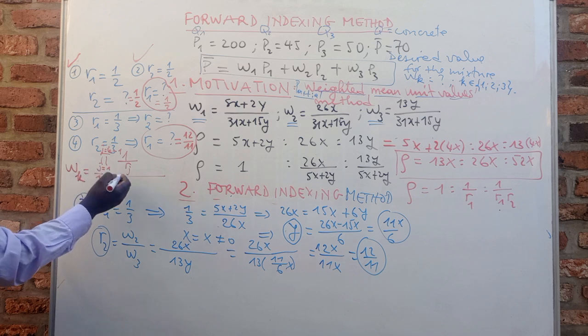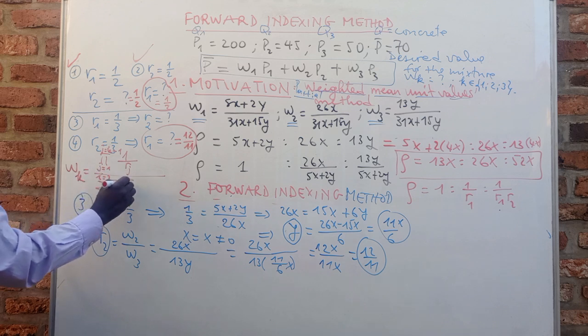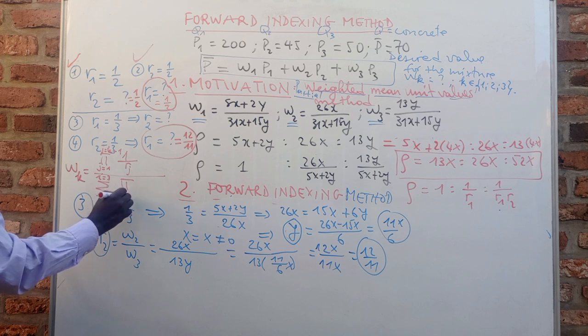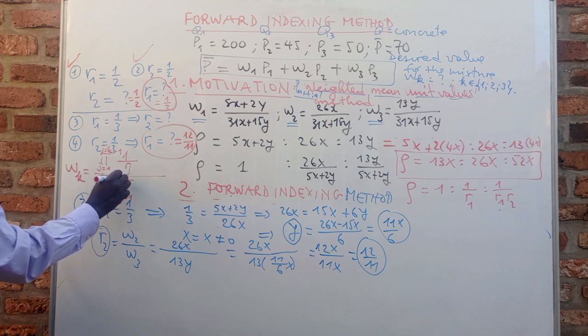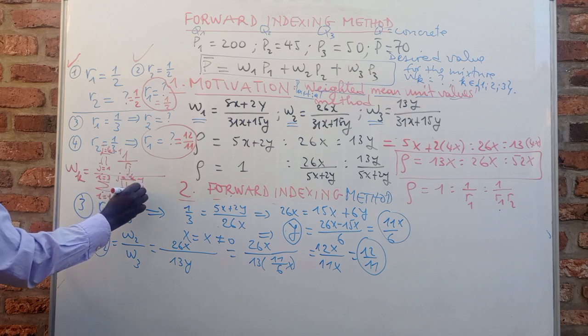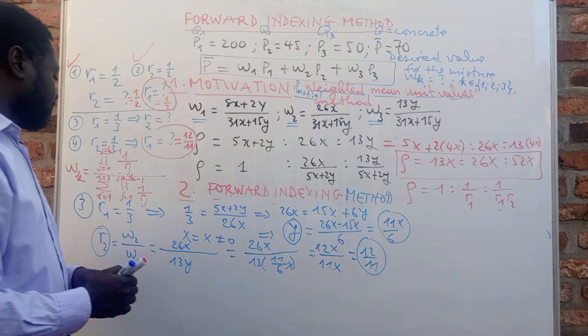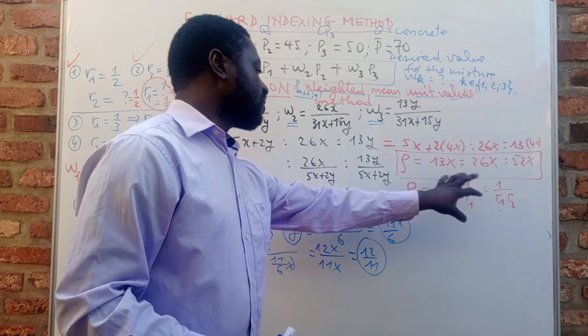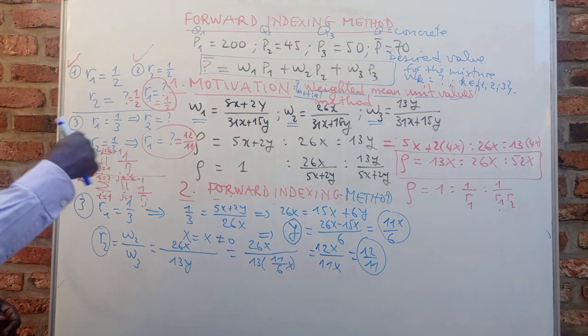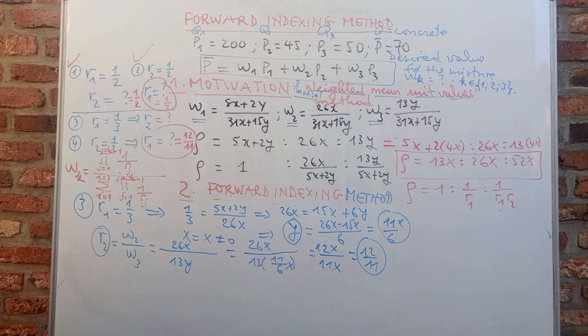Product from j equal to 1 until j equal to k minus 1 of reciprocals of ratios. Okay, now either we first calculate the weight, or we first calculate the ratios and the weights after.